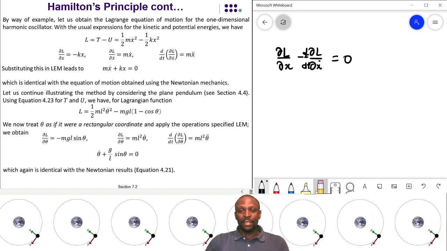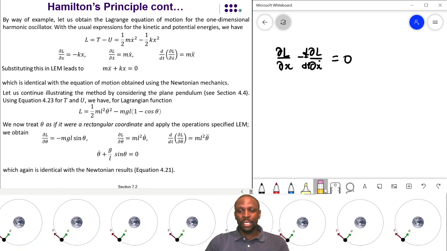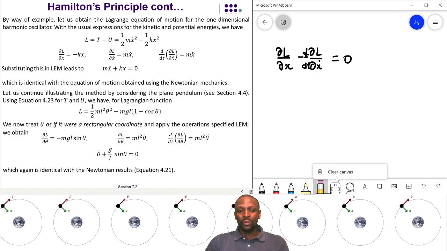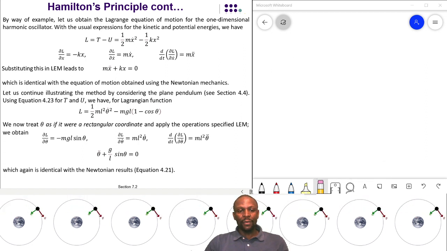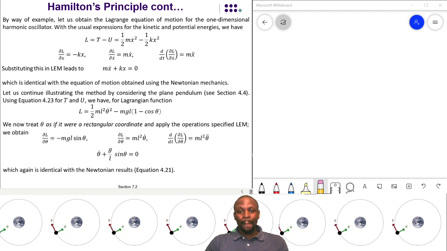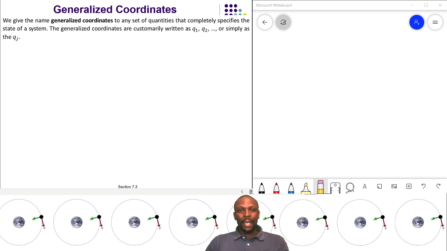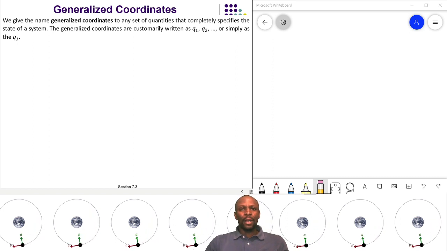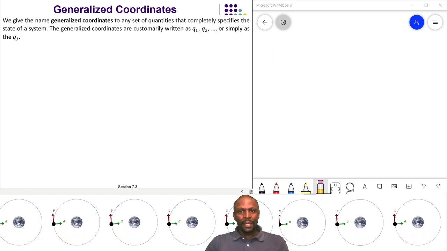Now, if you put everything back, that's the equation of motion that you are going to have, which is again identical with the Newtonian results in chapter 4, specifically equation 4.221. Right. Now let us also talk about the generalized coordinates.